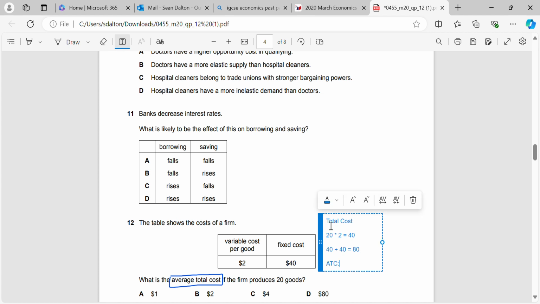We're asked for our average total cost, and to get our average total cost we have to take our total cost divided by our output. So it's like, how much is it costing us per unit to make this good or this service? So we know our total cost is 80 and our output is 20. So if we divide them, we'll be left with an average total cost of $4.